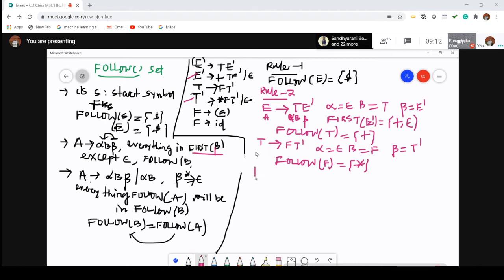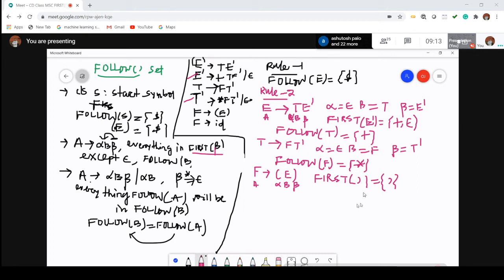Third production, F to bracket of E. Now what is my alpha value? This value equal to A, this value equal to alpha, this value equal to B, this value equal to beta. Now tell me what is first of beta? It is first of right parenthesis. So first of right parenthesis is equal to right parenthesis. Rule number 2 of the first set.